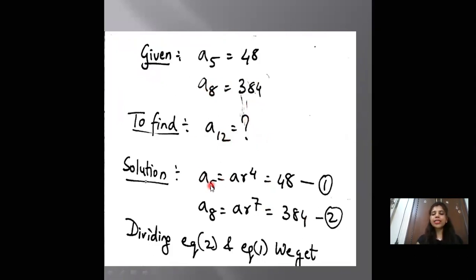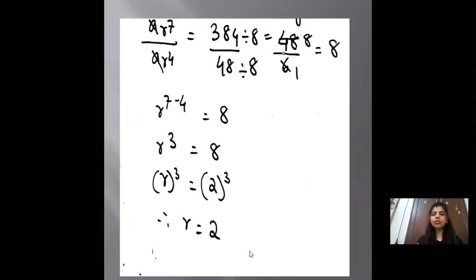So you have to write it as A5. Again, similarly like we did for the last sum, we are going to use the formula AR raised to n minus 1. So AR raised to 4 is 48, AR raised to 7 is 384. Divide both the equations. So when you divide AR raised to 7 upon AR raised to 4, A gets cancelled. And as you can see, the bases are the same. So you write R raised to 7 minus 4, as A raised to M upon A raised to N is A raised to M minus N.